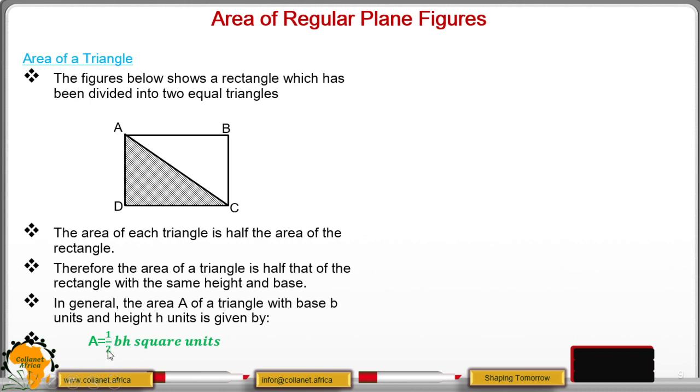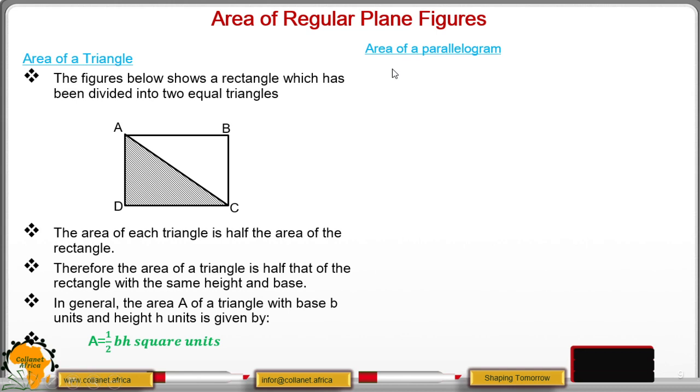And we are saying that it is a half because we have seen that the area of each triangle is half the area of the rectangle. So in general, we get this as the formula of getting the area of a triangle.